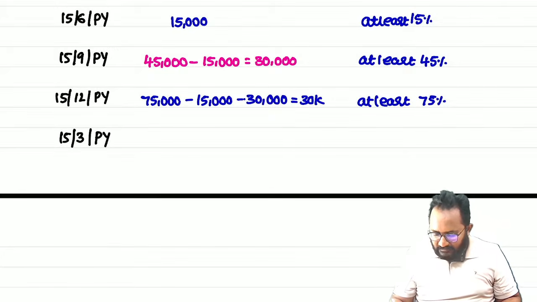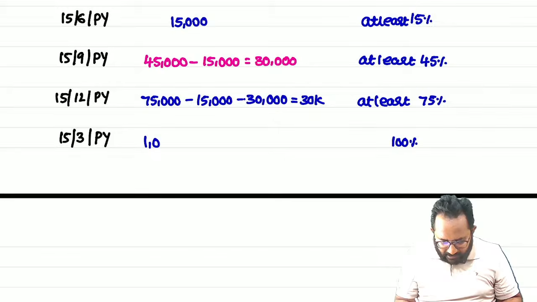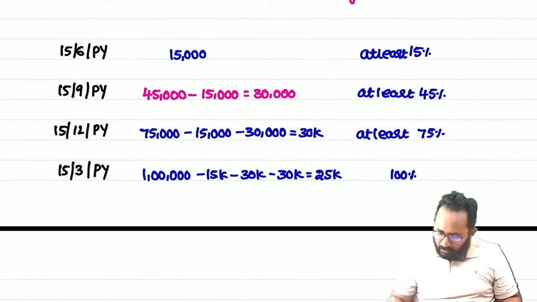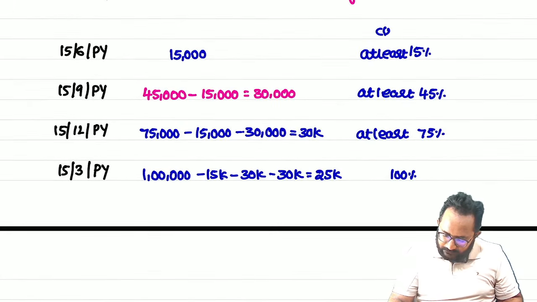30,000. Last you have to pay the whole amount, 100%, that is 1 lakh. First installment 15,000, second installment 30,000, third installment 30,000. The balance 25,000 you have to pay. Remember, these percentages are expressed in a cumulative way.